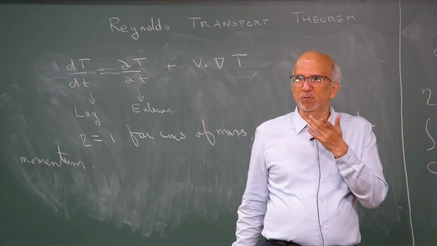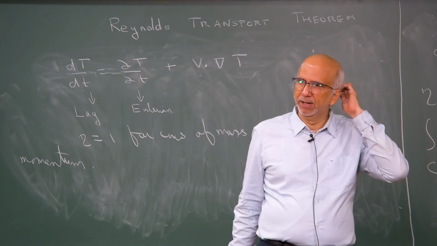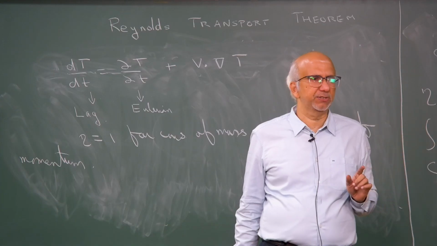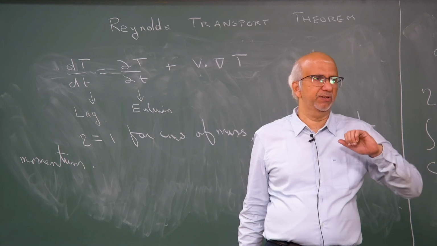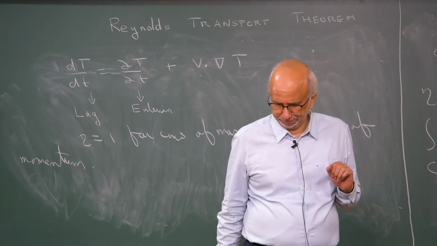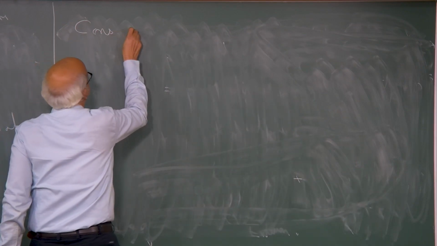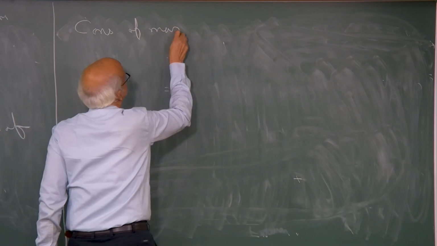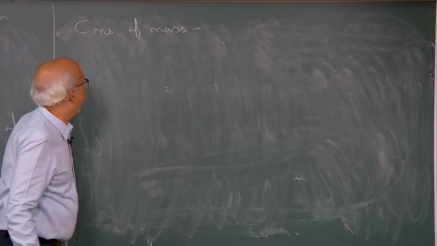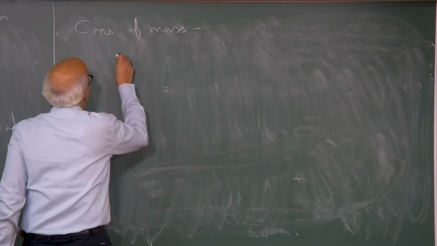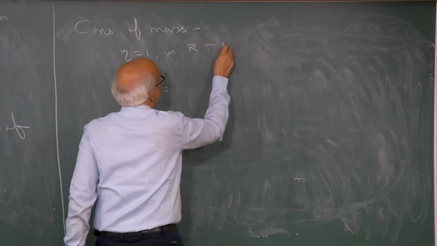Okay. What I want to do is show how we can write the conservation of mass now. I want to take Reynolds transport theorem and illustrate it for conservation of mass. So, all I have to do is put eta equal to 1 in my Reynolds transport theorem.